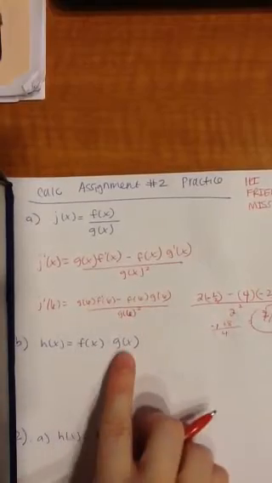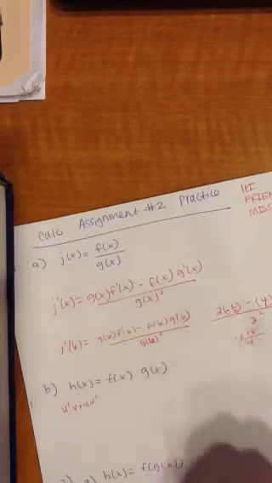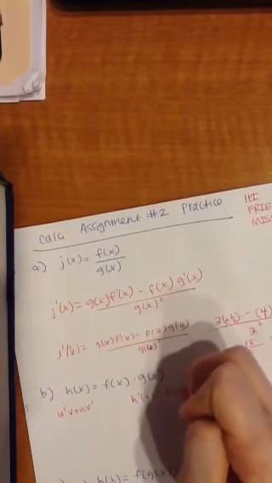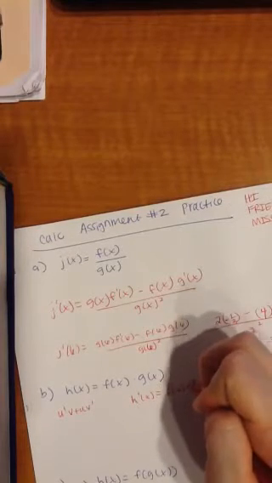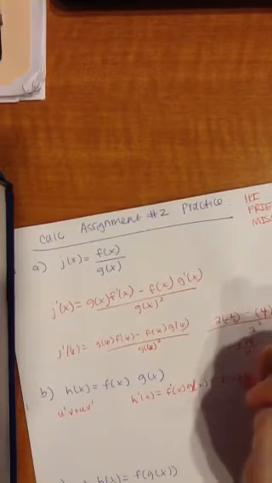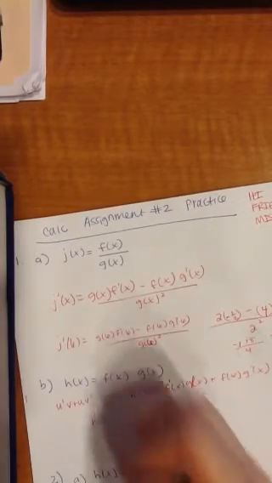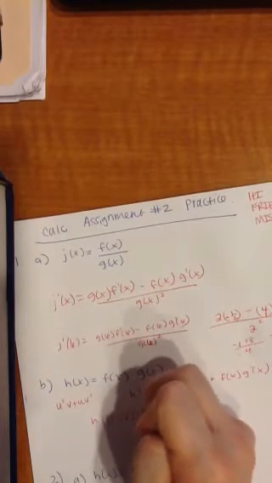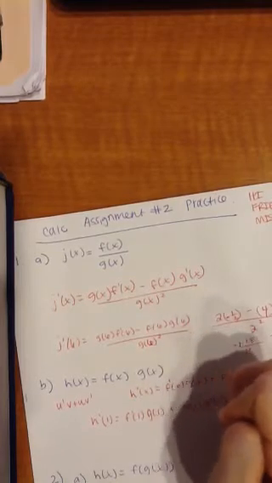B, this looks like product rule. So product rule is u prime v plus u v prime. So in this case, h prime of x is equal to f prime of x, g of x, plus f of x, g prime of x. And then now I plug in, it's asking you to evaluate at 1. So this is just f prime of 1, g of 1, plus f of 1, g prime of 1.